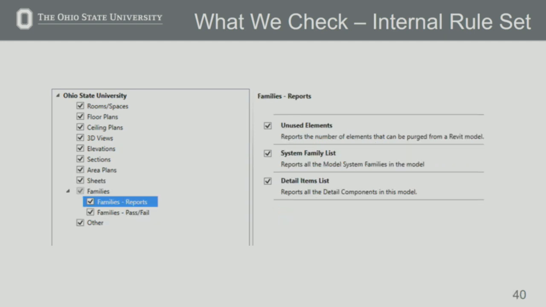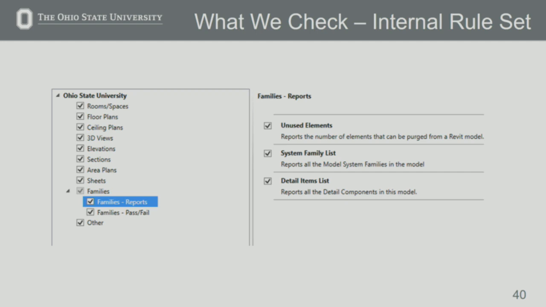We also look at all the families that are in the model. This is more of an informational view for our BIM coordinator and also for the students. First thing is looking at unused elements. If there are a lot of unused elements, you probably have to purge that model. Now, we're not going to get rid of 100% of them usually, but this is an instant way we can look at it and say, hey, there's a lot of them in there. We probably need to do something.